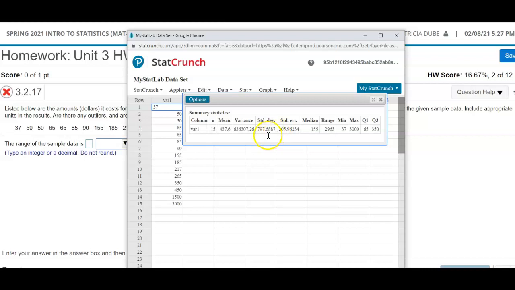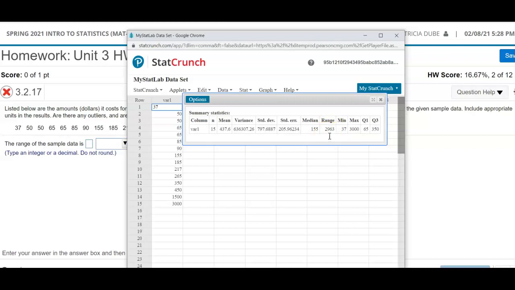797.68887. We're going to round that because our data has no decimal places. It's an integer. We're going to round to 1 decimal place. So we're going to use the standard deviation as 797.7 if I'm asked for that. But look, standard error, that's something we'll talk about later in the course. Median, we've discussed. It does that. You don't even have to count and figure that out. Range. It did 3,000 minus 37 for you and gave you the range.